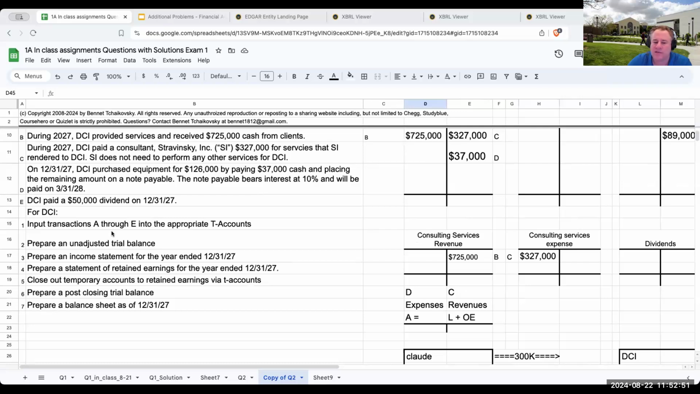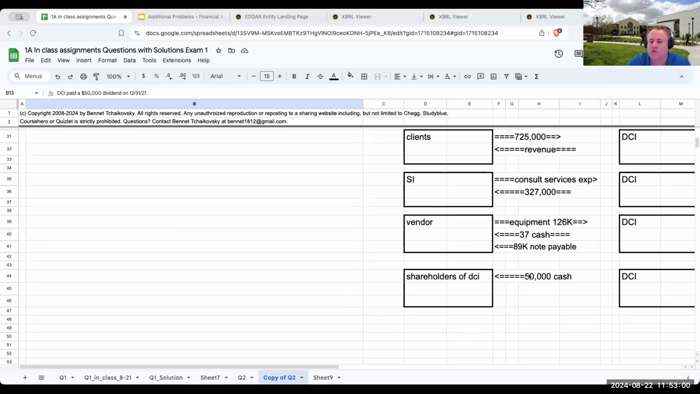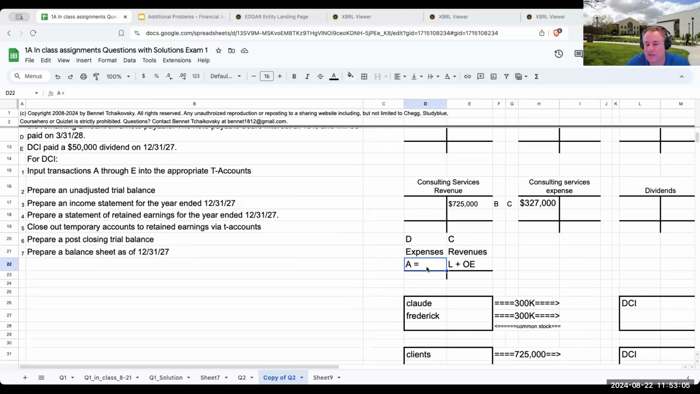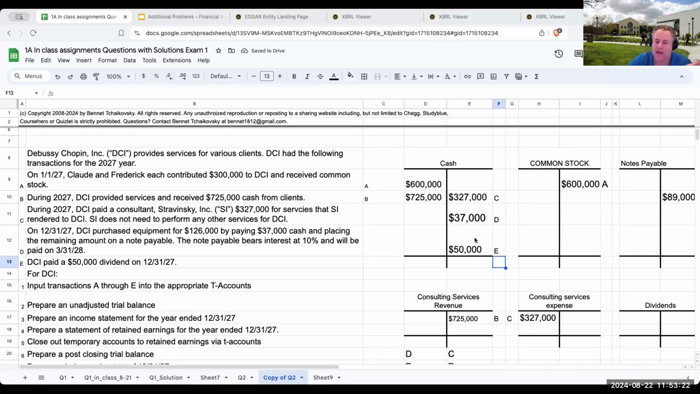Now, it doesn't say here to each shareholder or to every shareholder. It just says a $50,000 dividend. So don't read more into it. It says 50 grand. So my cash is going down. How do I show a decrease in cash? Well, cash is an asset. I'm going to show a decrease with a credit. So I'm showing a decrease to cash with a credit. Now, cash is being decreased for $50,000.